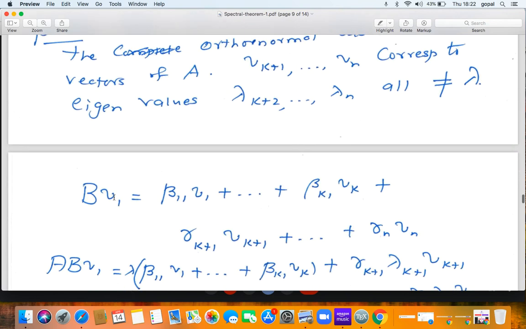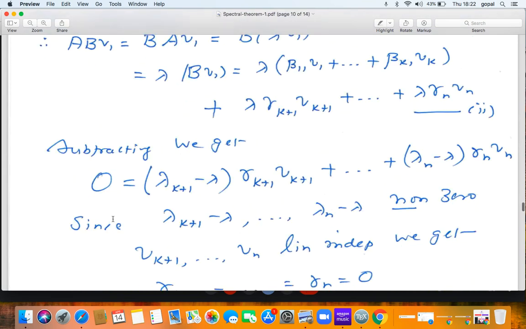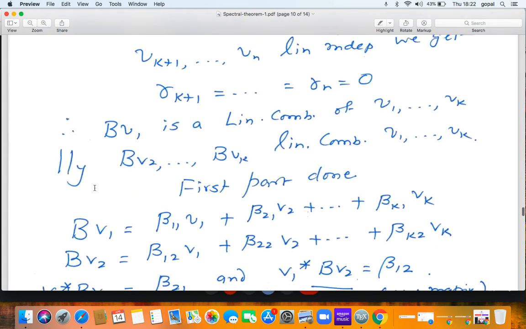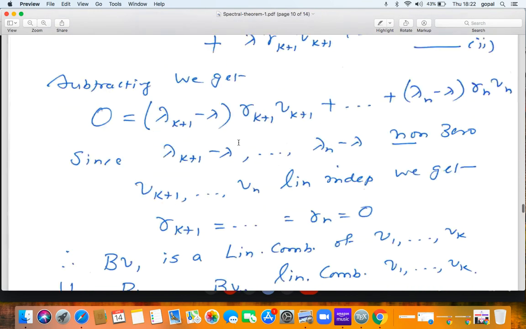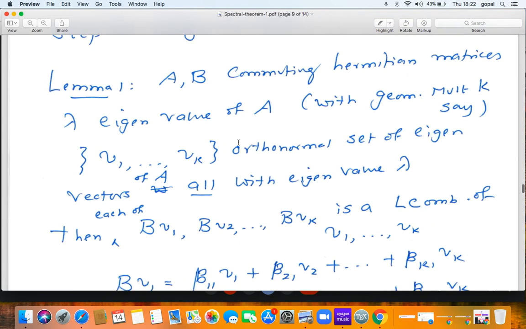So BV1 was assumed to be a linear combination of the full list V1, V2, ..., Vk, Vk plus 1, Vk plus 2, ..., Vn. And beyond Vk, the coefficients were gamma k plus 1, ..., gamma n. These gammas are 0. So BV1 is a linear combination of V1, V2, ..., Vk. Similarly, BV2, ..., BVk will be linear combinations of V1, V2, ..., Vk. And so the first part of the lemma is done.